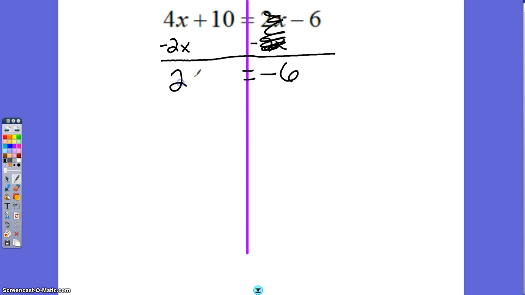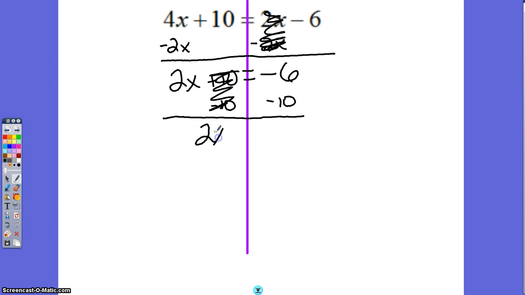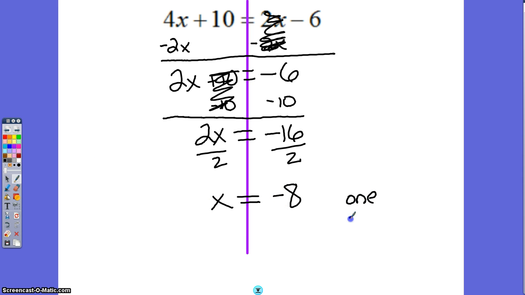Now I'm left with 2 x's plus 10. So I need to get my x variable alone. So I'm going to subtract 10 from both sides. I have 2x left over on the left side. Negative 6 minus 10 gets me negative 16. X is being multiplied by 2, so divide by 2 on both sides. And I'm left with x equals negative 16 divided by 2 is negative 8. So I ended up with one solution.